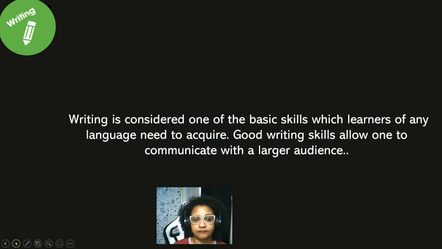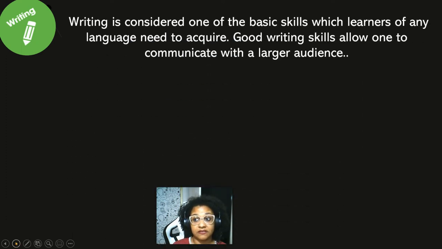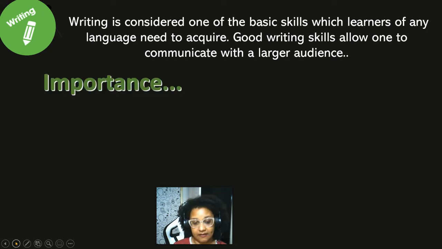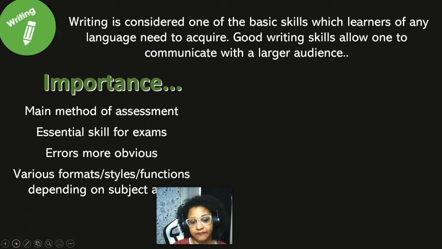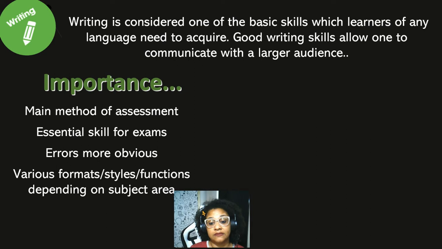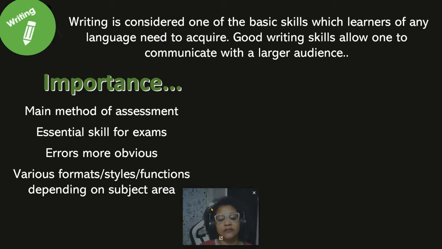All right, and then there is writing. Writing is considered one of the basic skills which learners of any language need to acquire. Good writing skills allow one to communicate with a larger audience. So it's really important to write. It's also the main method of assessment. It's an essential skill for exams, errors are made more obvious, and there are various formats, styles, and functions depending on the subject area. So students will be exposed to a variety of things, and again, it's all about communication.